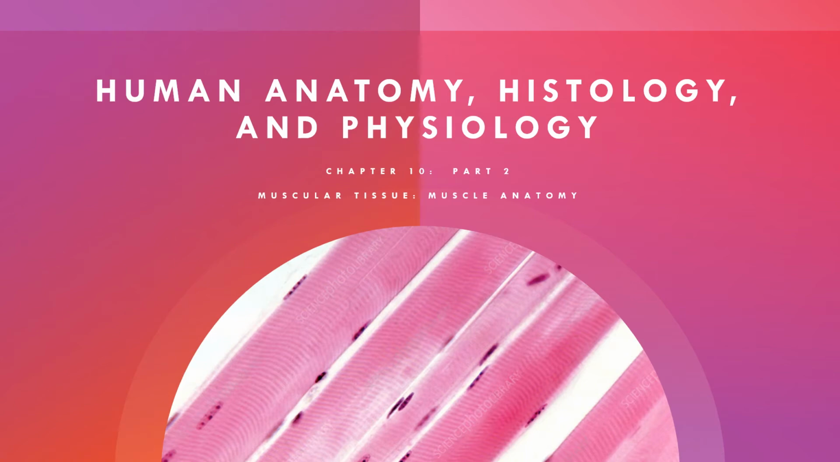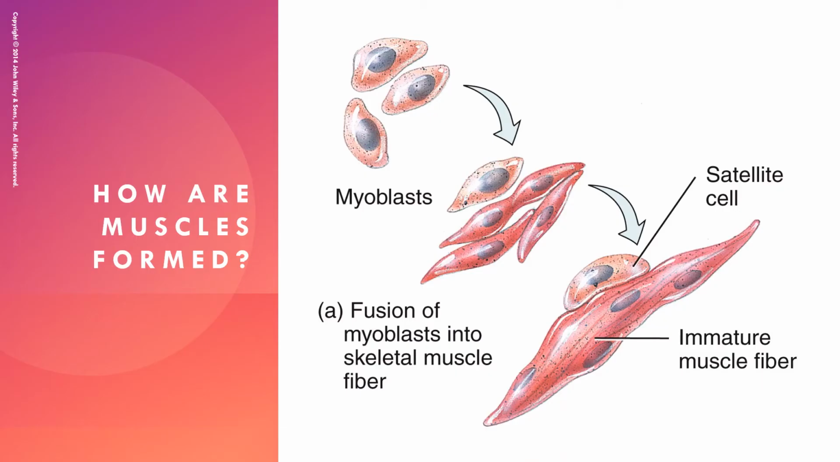In this video, we're going to be looking at the muscle anatomy. This is going to be chapter 10, part 2. So muscle is really cool, mainly because it can regenerate itself. Muscle stem cells, which are called satellite cells, actually divide during injury or development, and these produce many myoblasts.